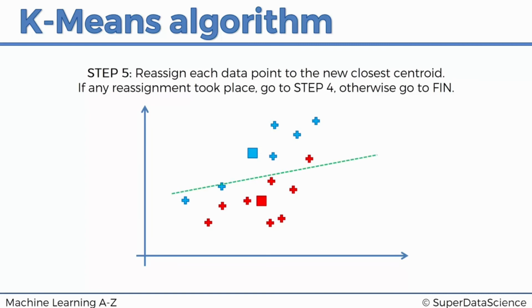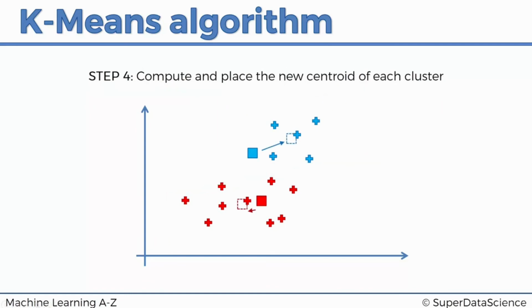So if we put our line through the scatter plot, you'll see that there is 1 point, or no, there's actually 3 points. This point is closer to the blue than to the red, and these 2 points are actually closer to the red than to the blue. So now we will recolor them. There we go. So now we've got a new clustering, and some reassignment did take place. So we're going to proceed back to step 4.